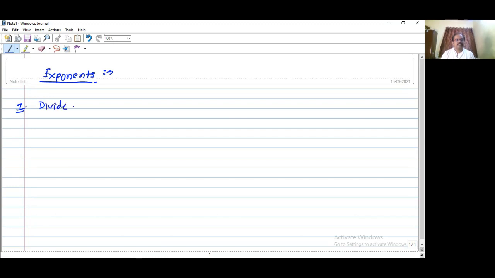Divide the number 13.31 into 10 raised to 10 by the number 1.21 into 10 raised to 15. This is the number given, right? And we need to write the answer in standard form. So that is question number 7 here.